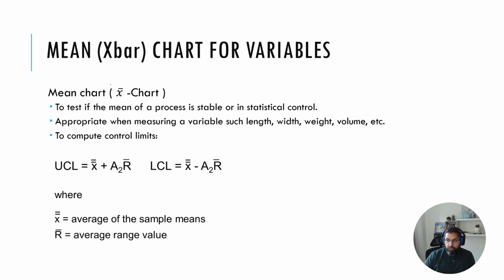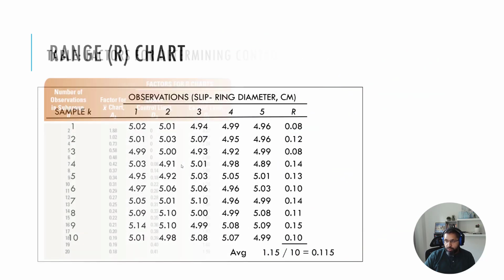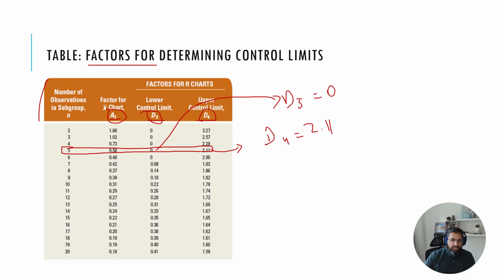Okay, now for the X bar chart, my formulas again use the average range, R bar, which I already found was 0.115. They use a constant called A2, which I have to find in this chart. So this chart of constants will be given to you on an exam. For the homework, you can look it up in the slides, or if it's an open notes exam, you can just go to the slides and look at this chart.